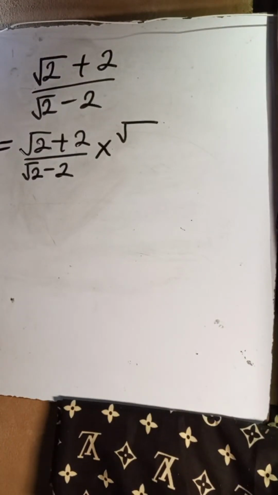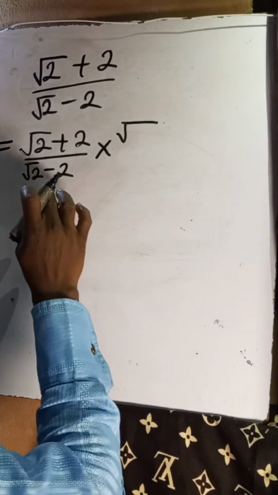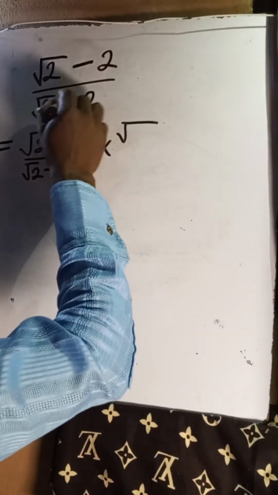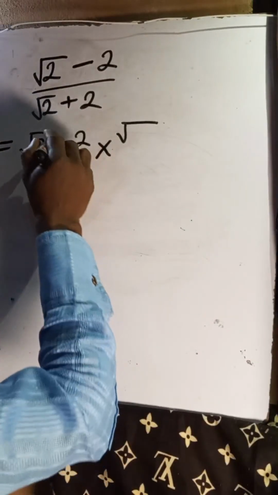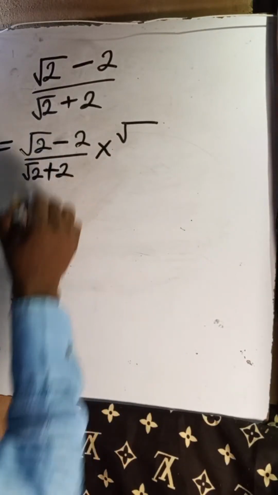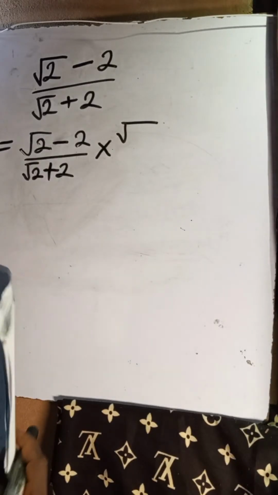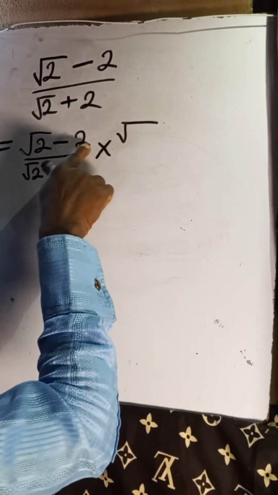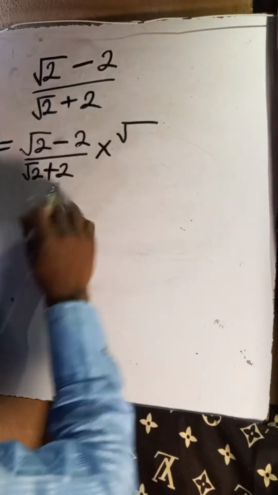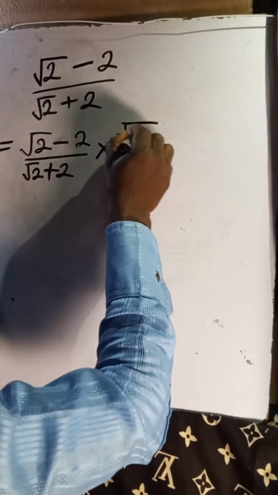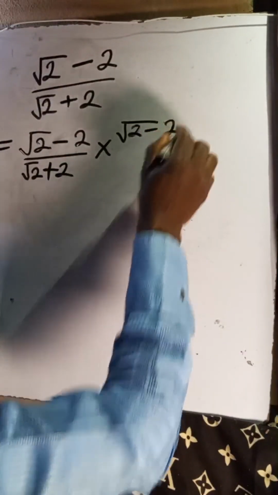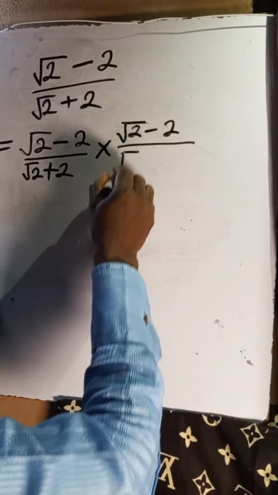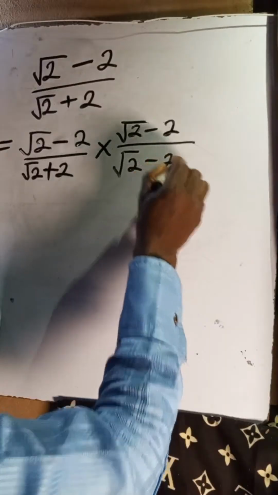So what we are going to do here is this. I can even decide to change here to minus and here to plus. See what we're going to do here. This is root 2 minus 2, and this is root 2 plus 2. So the conjugate of this is root 2 minus 2, and we divide by the same thing, root 2 minus 2.